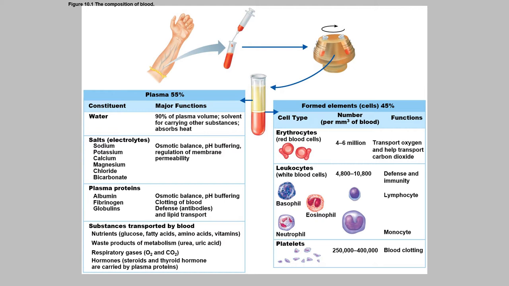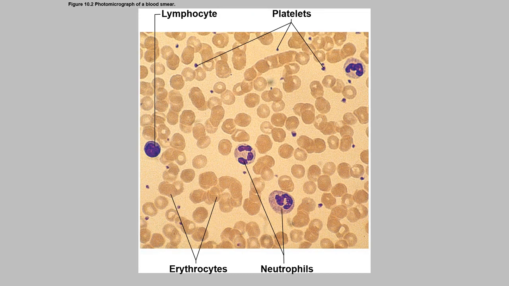And then about 45% of the blood is what we call formed elements. These are your cells, and there are different types of cells. You have your erythrocytes, which are your red blood cells. You have your leukocytes, which are your white blood cells. And then you have your platelets. Now your erythrocytes are going to be involved with transporting gases, such as oxygen and carbon dioxide. The leukocytes, those white blood cells, are involved with defense and immunity. And then the platelets are going to be involved with blood clotting. So everybody has their own purpose and function.